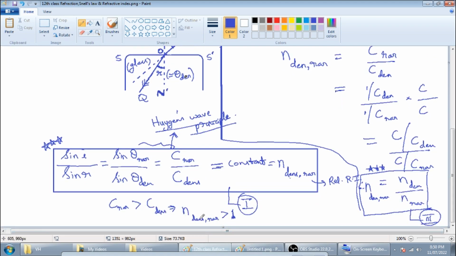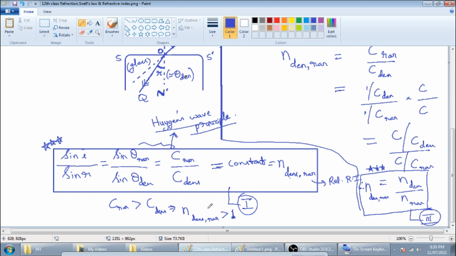So that's the reason why the refractive index of a denser medium with respect to a rarer medium will be greater than 1. Greater than 1 values are easy to remember. That's why refractive index is considered only for a denser medium with respect to a rarer medium. Now if we consider the reverse, what is the refractive index of the rarer medium with respect to the denser medium? It will be the reciprocal of this. Reciprocal means it will be less than 1, a fraction, something like 0.9, 0.8. Less than 1 fractions are difficult to remember. That's why it's never considered.